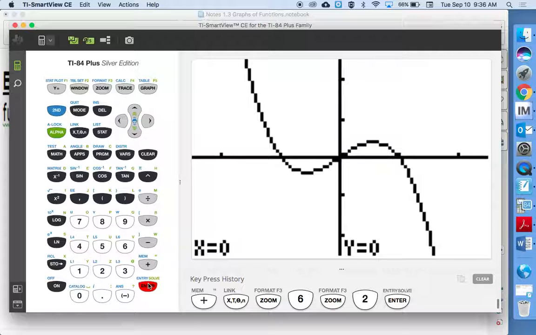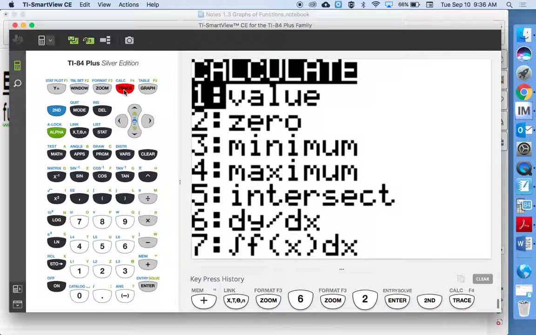Does anybody remember how to use the calculator to find the max or the min? Dylan, where do you get that at? Yeah, whichever one you happen to find. So when you go to second calc, there are a whole bunch of options under there. We've used the intersection option. We can use the value button if I'm trying to find a value for x. We could find a 0, but min or max is what we're looking for.